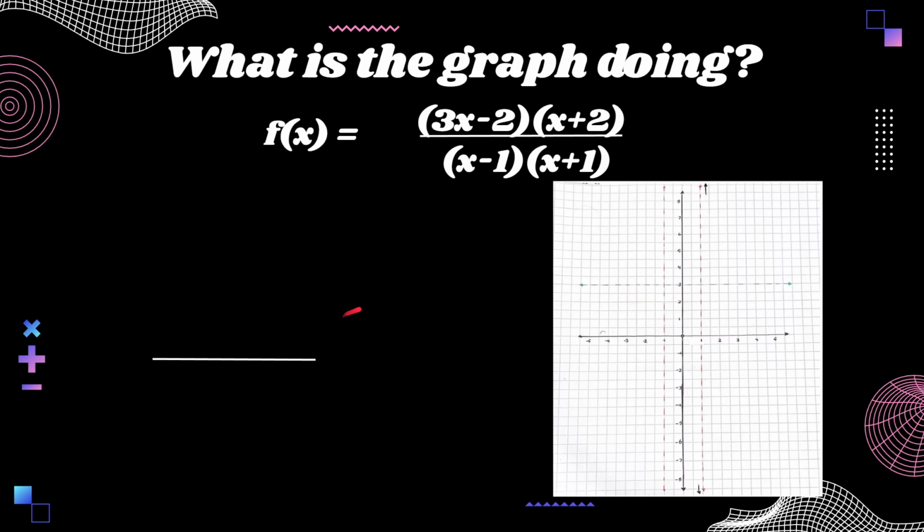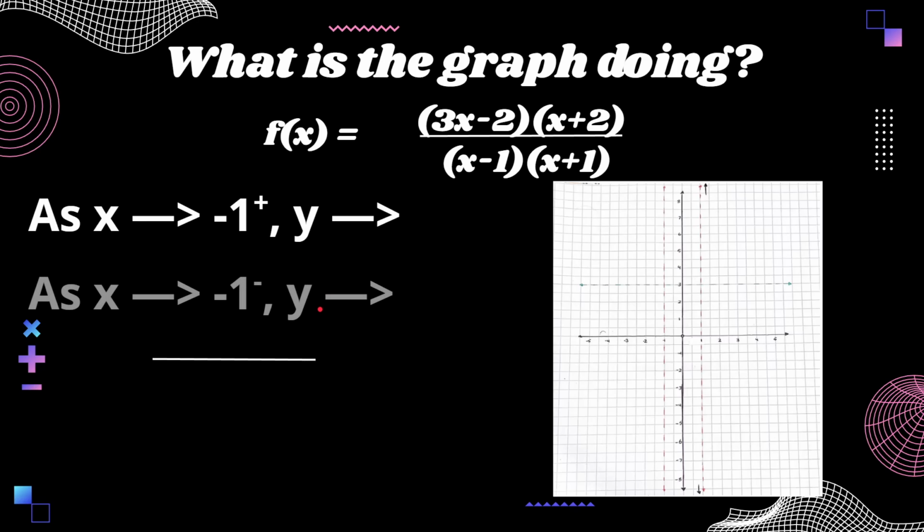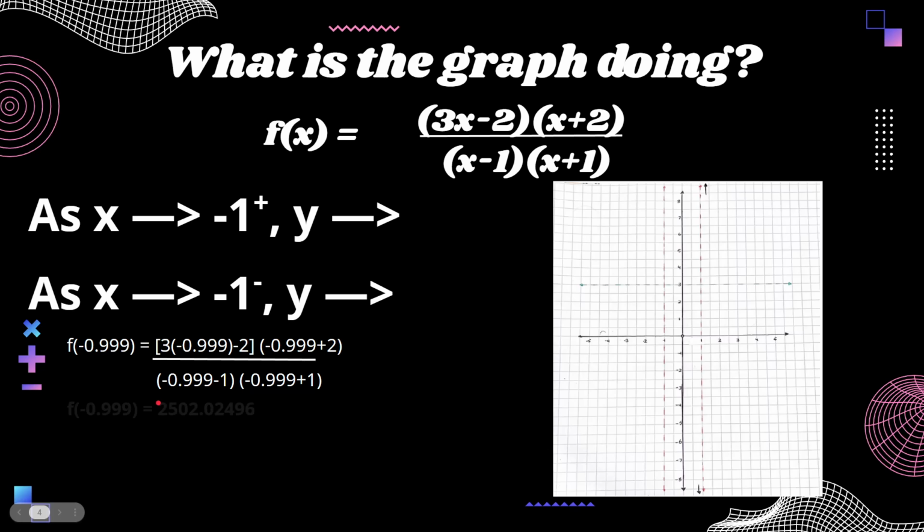So here, I want to simply do the same thing I did to the first vertical asymptote to the second asymptote. So here I want to answer these two questions. As x is approaching negative 1 from the right, what is y doing? And as x is approaching negative 1 from the left, what is y doing? And again, here I want to pick values really close to negative 1, but to the right and to the left of negative 1. So for my first question, I picked this value, which will give me a really large positive value, which will tell me that y is approaching positive infinity during this circumstance.